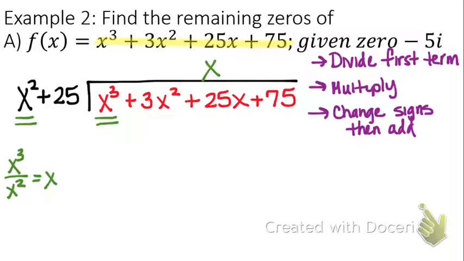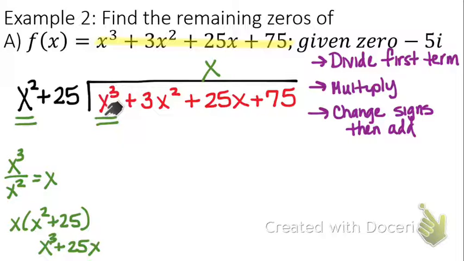Step number 2 is to multiply the x by your factor. So take the x and multiply it by x squared plus 25. So x times x squared plus 25 is going to give you x cubed plus 25x. So you want to line this up with this like term. So I'm going to put my x cubed here.